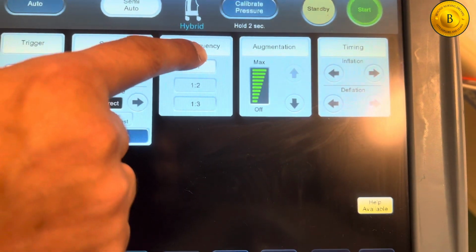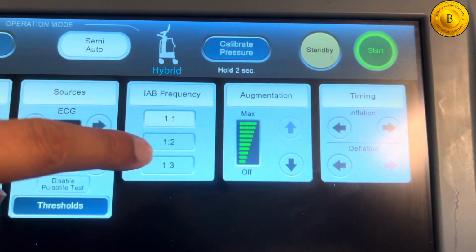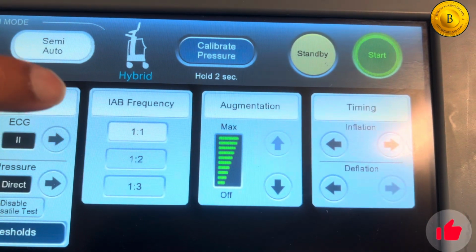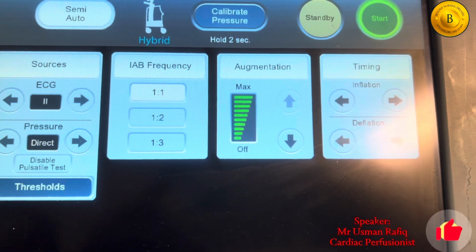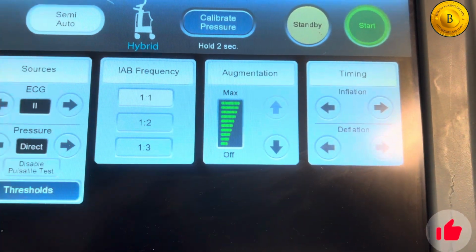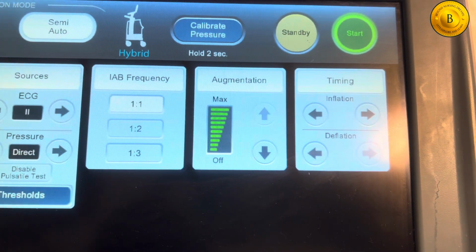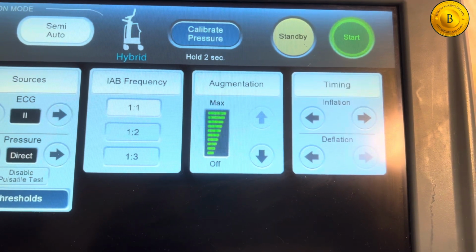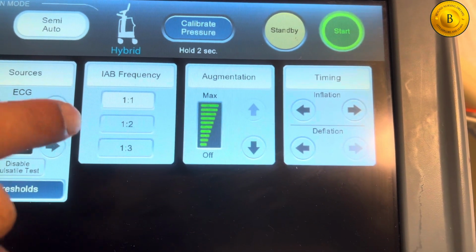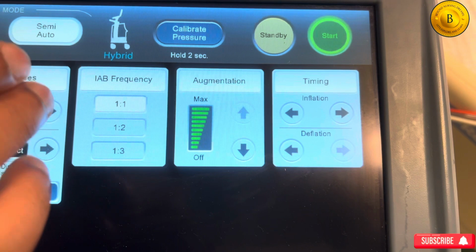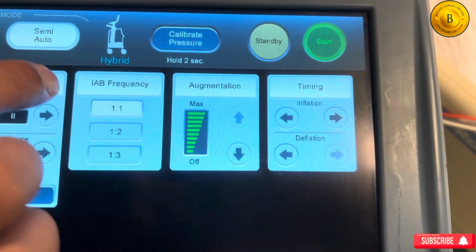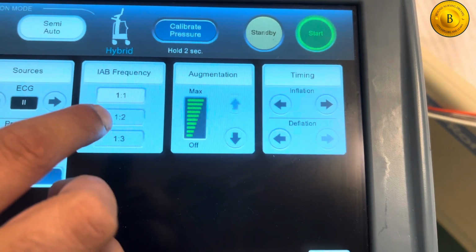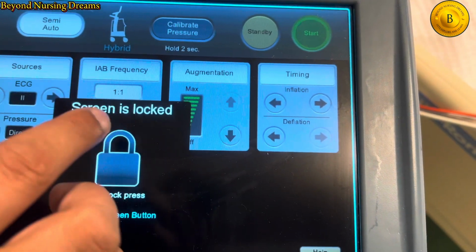The other thing is the IABP frequency: 1 is to 1, 1 is to 2, and 1 is to 3. What is the meaning of 1 is to 1? Basically, 1 is to 1 means one beat is given by the heart and the other is given by the IABP machine. 1 is to 2 means the machine is now winning from the patient side, so one is done by the machine and the other function is given by the heart itself.